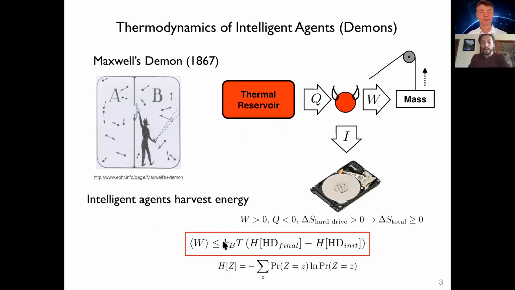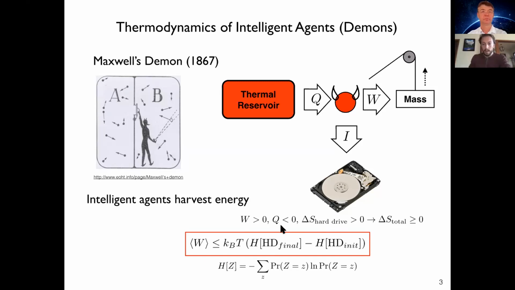It's bounded by kBT times the change in Shannon entropy of the hard drive measured in nats. So here's the Shannon entropy of the hard drive initially. Here's the Shannon entropy of the hard drive finally.